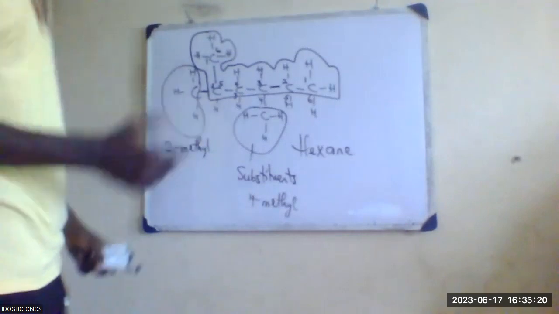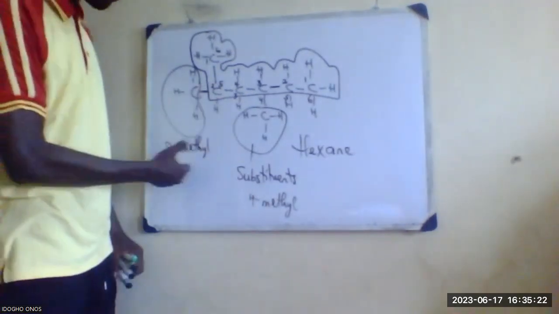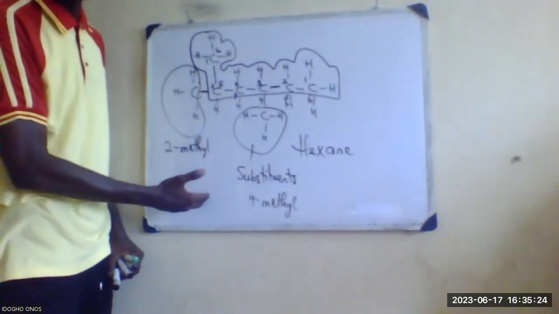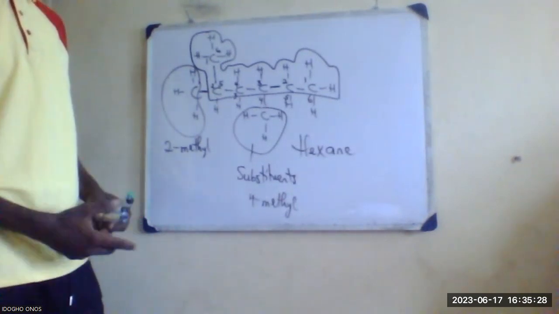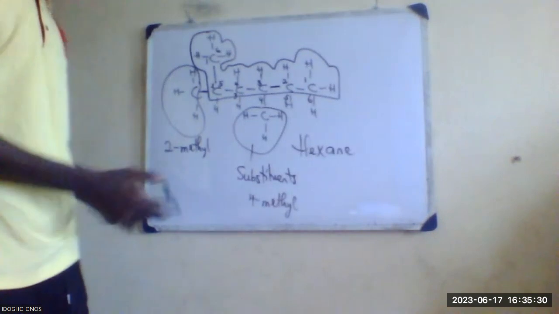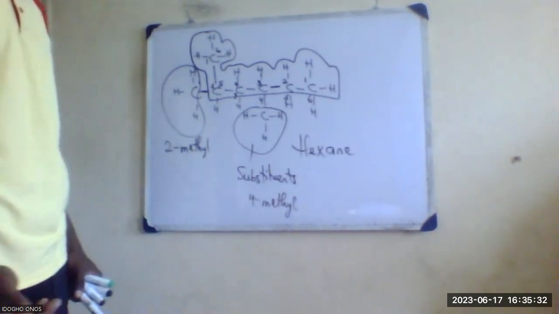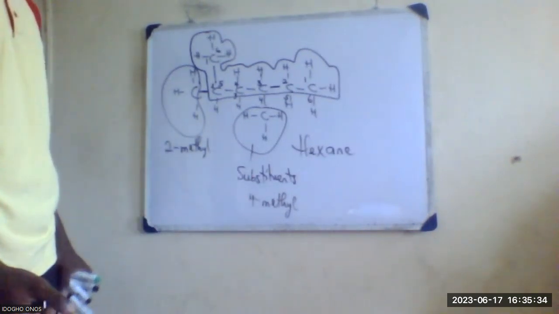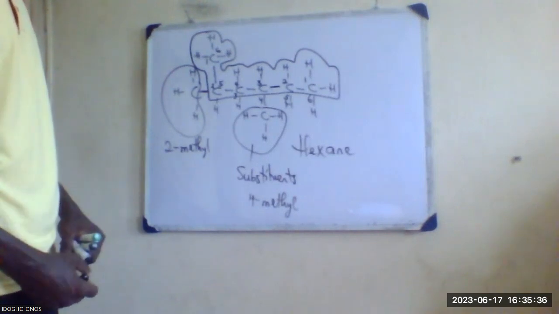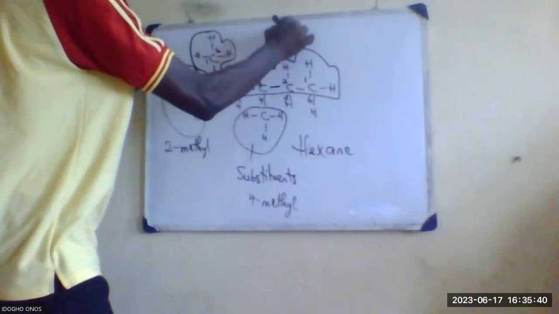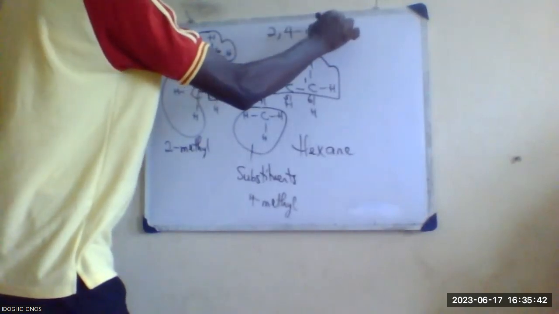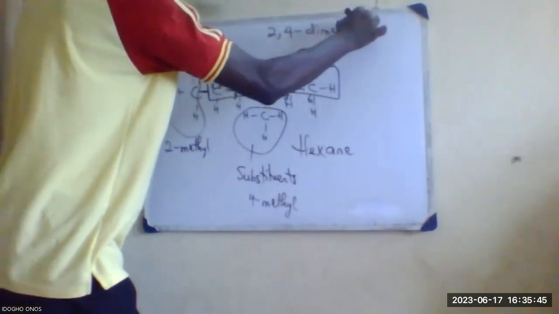Okay, now another rule is that when we have substituents which are of the same kind, use the word di for 2, tri for 3. This is methyl, methyl. How many methyl is that? 2. So by name now, this is called 2,4-dimethylhexane.